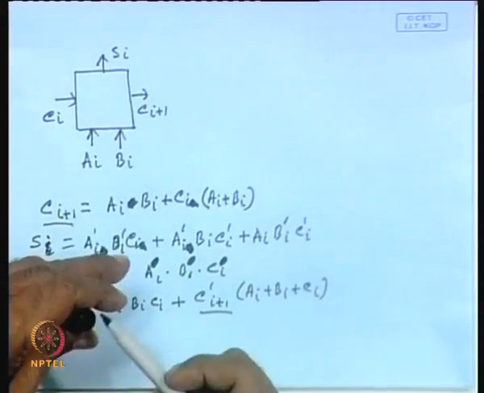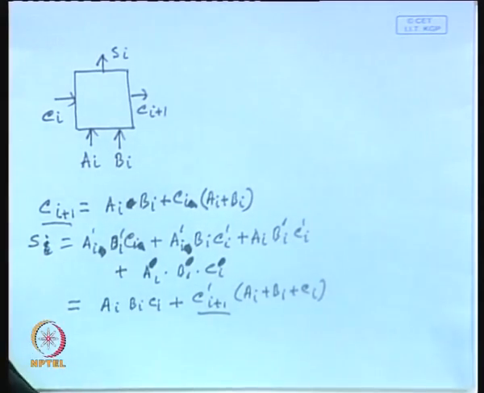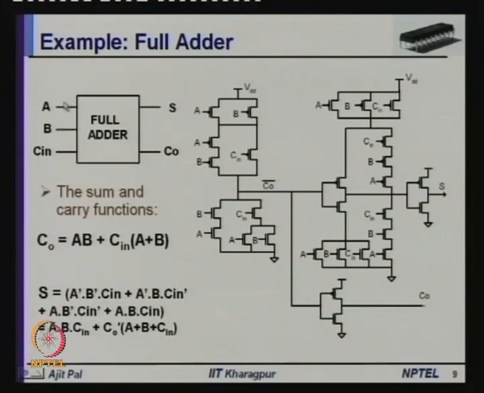So, let me show it here itself. Here for the sake of simplicity, these i subscripts are not there. Here inputs are A and B, input is C in, and S is sum, and C0 is the carry output. So, carry in, carry output, and A and B are the inputs, S is the sum, and C0 is the carry output.